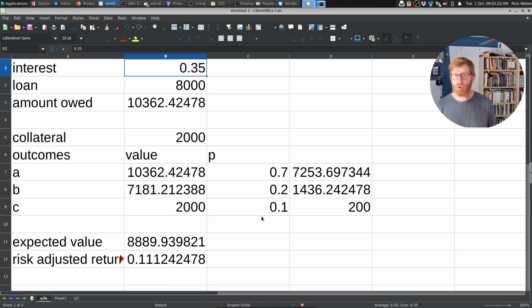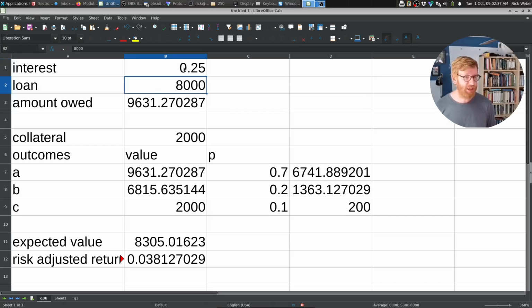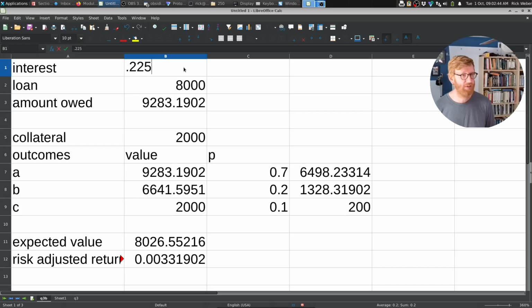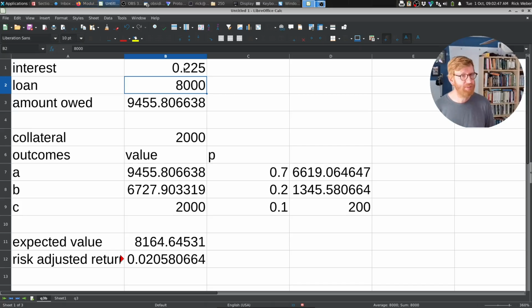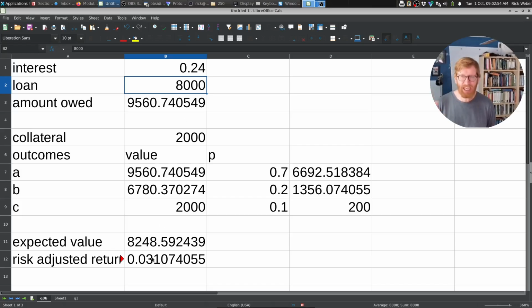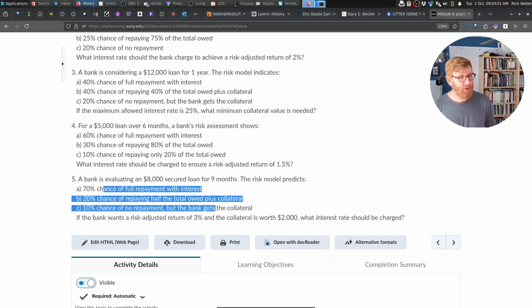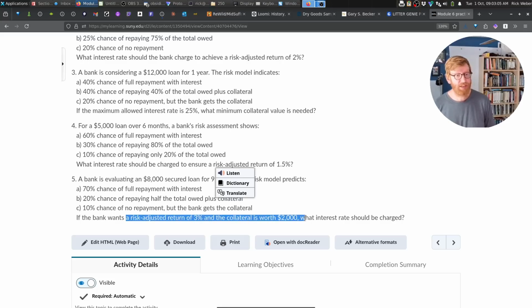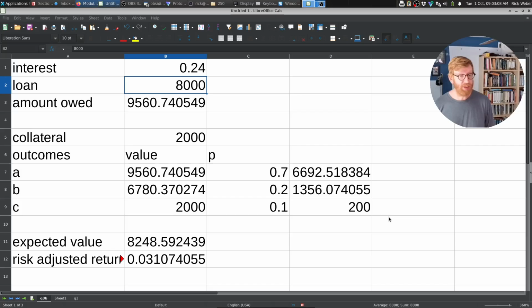So 35% is too high an interest rate. We're getting a higher risk-adjusted return than we are targeting. Why don't we just go for this? Well, we're going to lose some customers, and our customers are going to go to some other bank. So let's cut them some slack so we can keep their business. Dropping to 25%, big change. 20% is a little too far. 22.5, split the difference. We are just about there. 2.4 puts us at 3%. Again, we can fiddle and get a little more accurate, but we're most of the way there. We want a risk-adjusted return of 3%. The collateral's worth 2,000. What interest rate should be charged? About 24%.